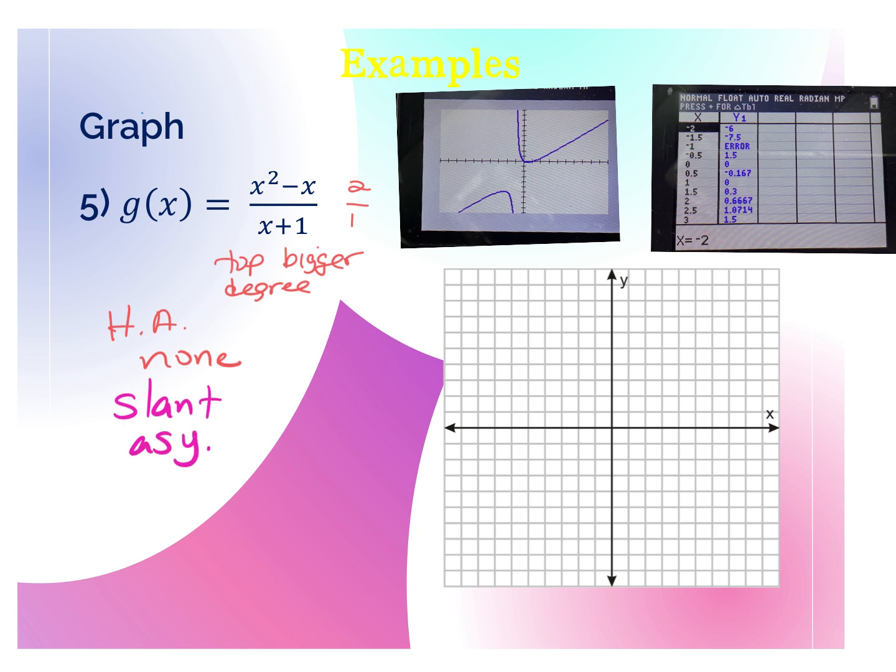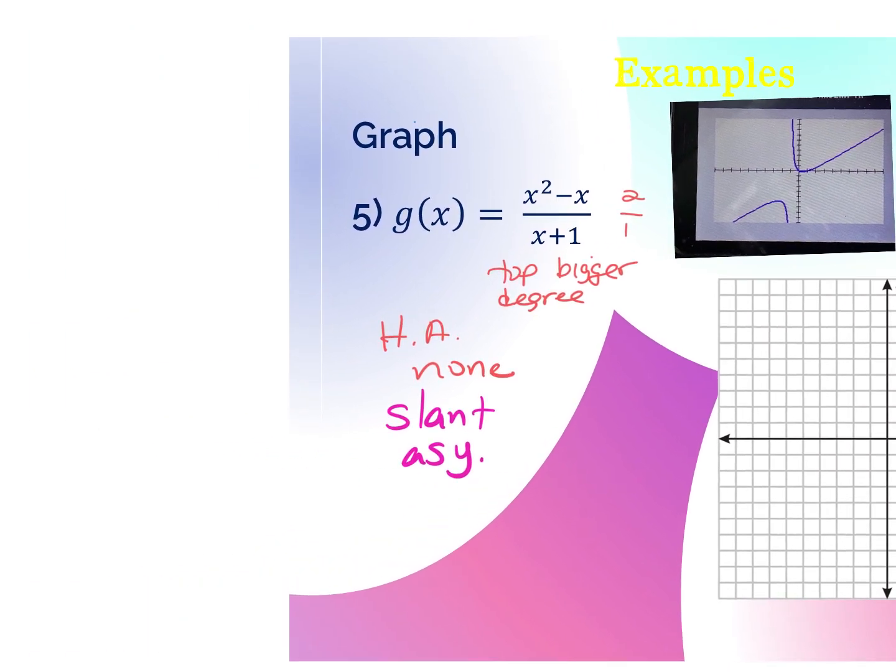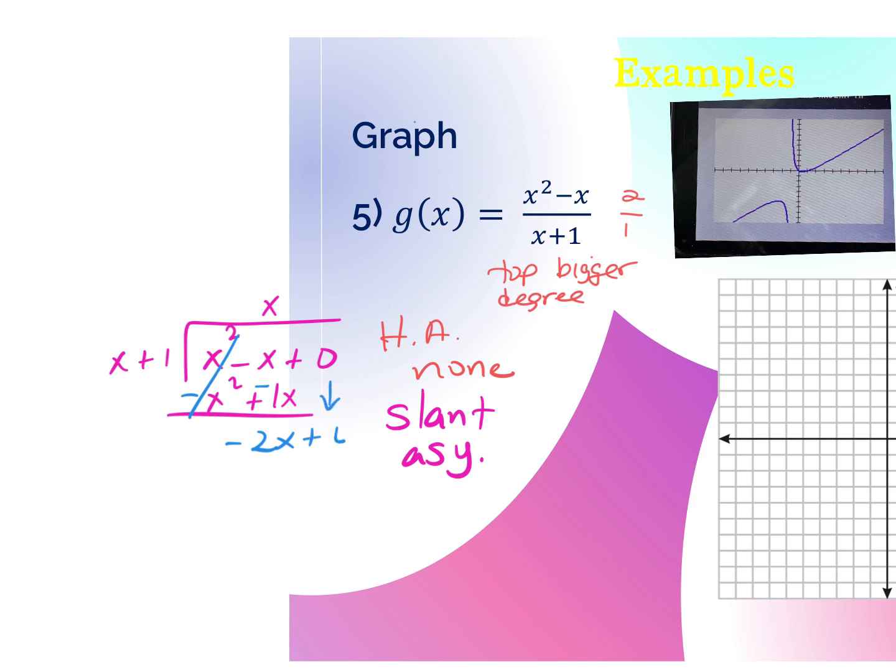So what I need to do here is long division to get the equation for the slant asymptote. So let me go ahead and do that. So x squared minus x plus 0 divided by the denominator. What am I going to multiply x by to make it x squared? I'm going to multiply by x. I'm going to distribute, change the signs to opposite, and add the column. This cancels, and I get negative 2x. Bring down the plus 0.